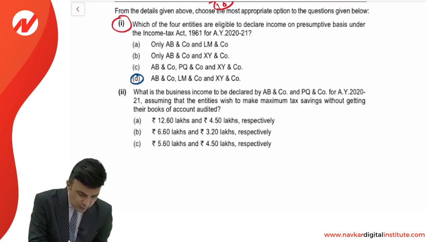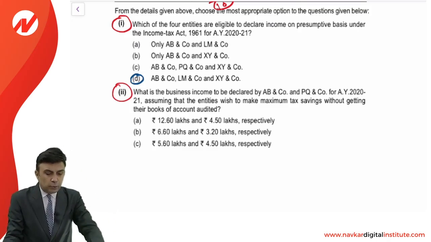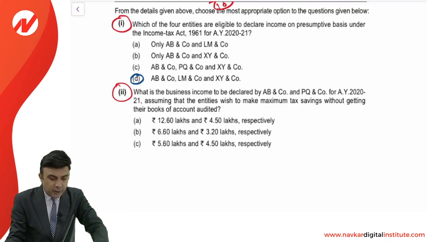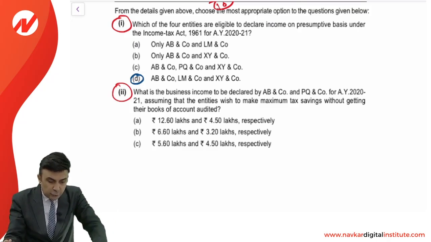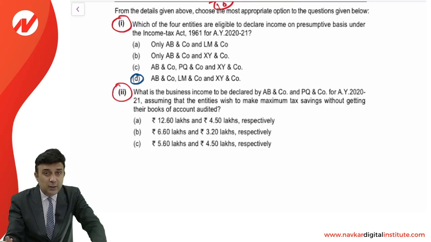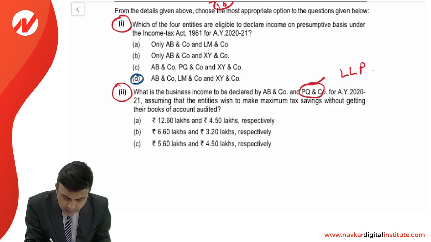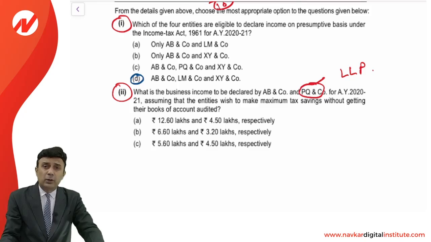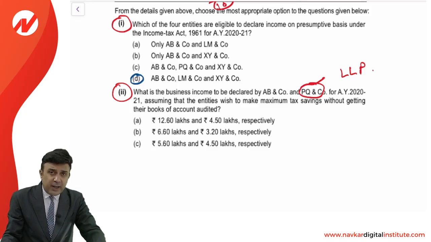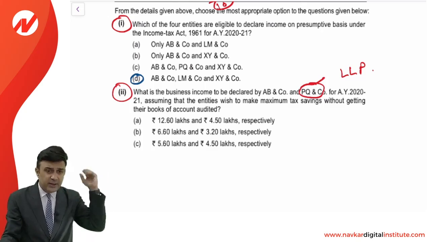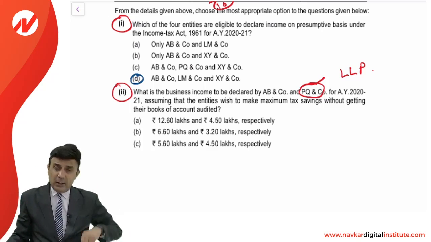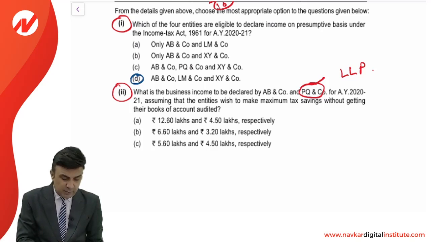Second, what is the business income to be declared by ABN company and PQN company for AY 2021, assuming the entities wish to make maximum tax saving without getting their books of accounts audited? Carefully listen. This PQN company is an LLP. It cannot opt for the presumptive tax system. While ABN company can opt for the presumptive tax system, they do not wish to get their books of accounts audited, meaning thereby they are ready to declare presumptive income. What should be the income they should declare to have maximum tax saving?